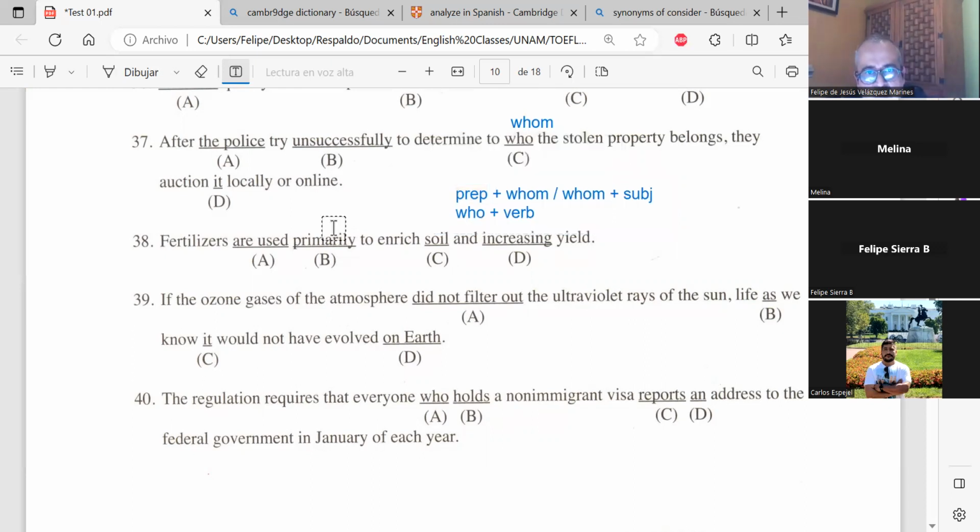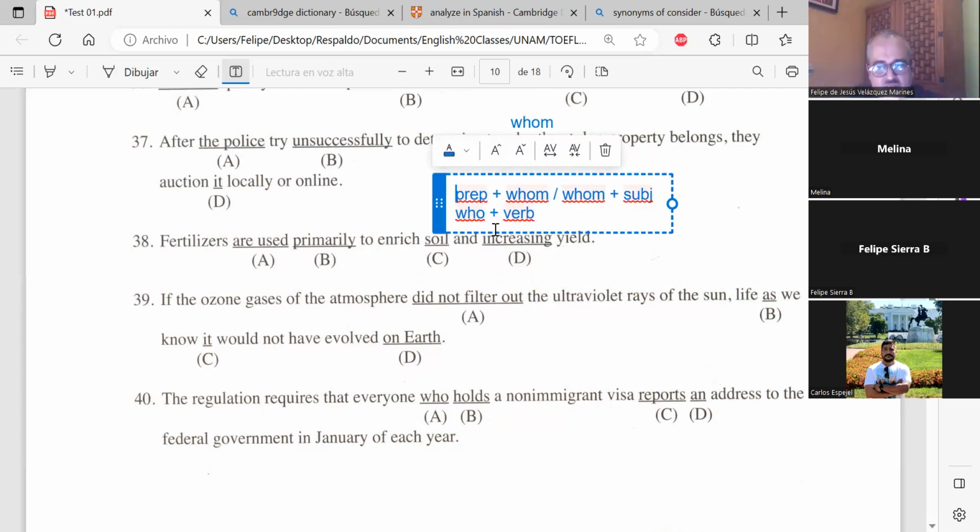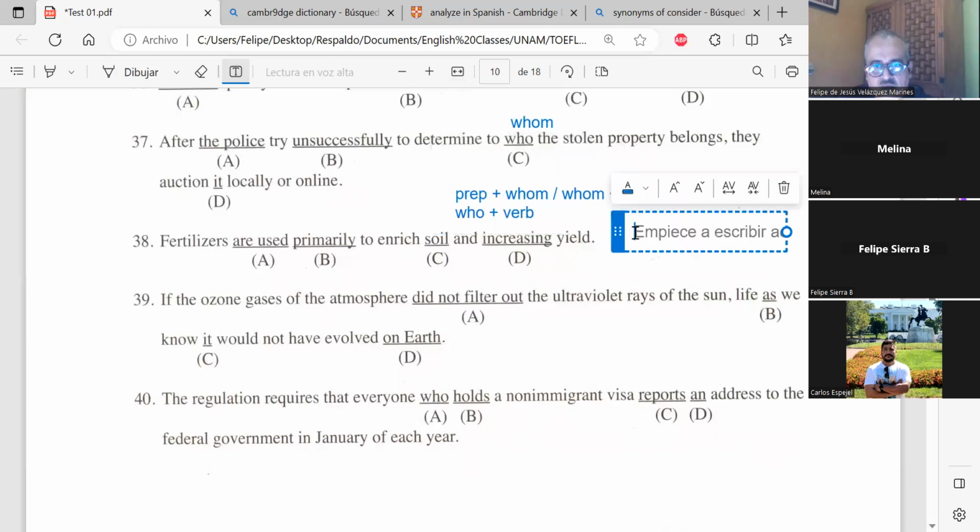Okay. So fertilizers are to, okay, again, if I say and, I connect apples with apples, bananas with bananas, infinitives with infinitives, to enrich and to increase. So to enrich and to increase.